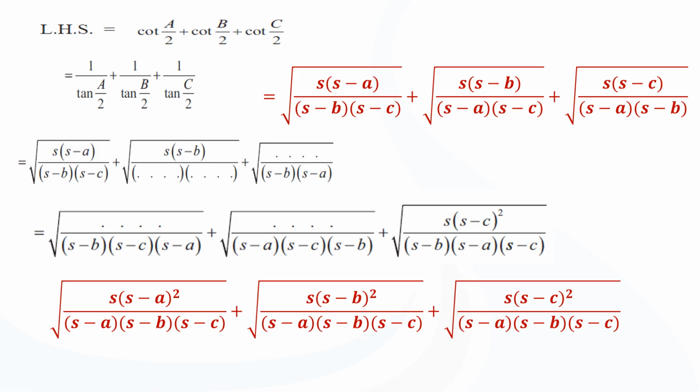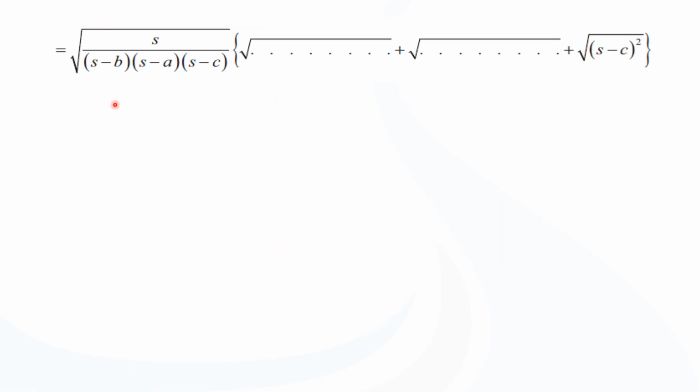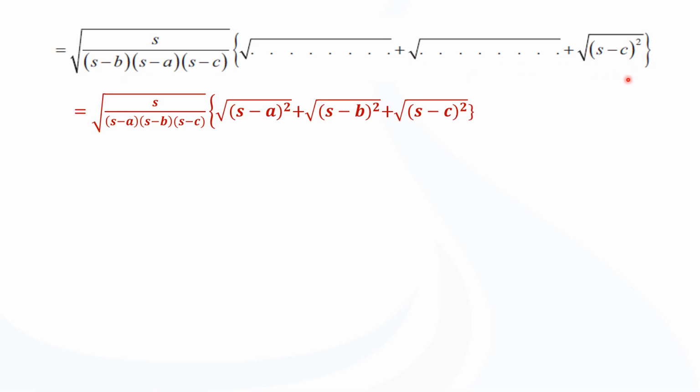Great. Let's go further. So here, what is common? The common denominator, and remember S was there in all the terms, so we'll take it common. Now what is left inside? Here we had S minus A the whole square, then S minus B the whole square and S minus C the whole square. So write that down.